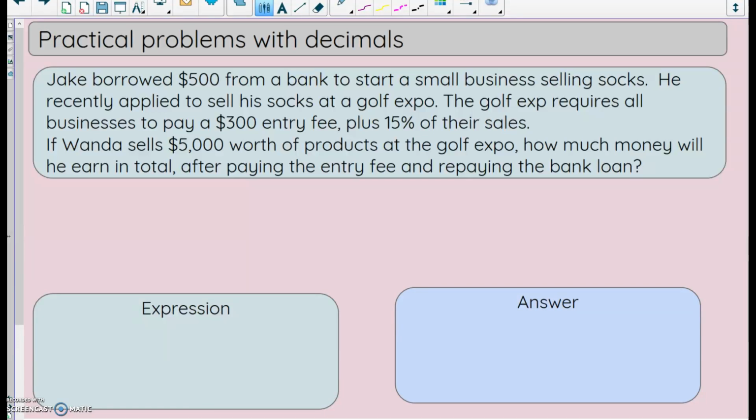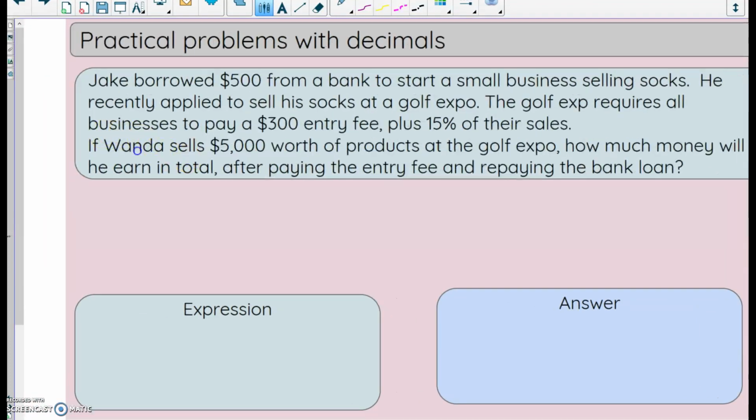Hey guys, let's read this word problem. Jake borrowed $500 from a bank to start a small business selling stocks. He recently applied to sell his stocks at a golf expo. The golf expo requires all businesses to pay a $300 entry fee plus 15% of their sales.